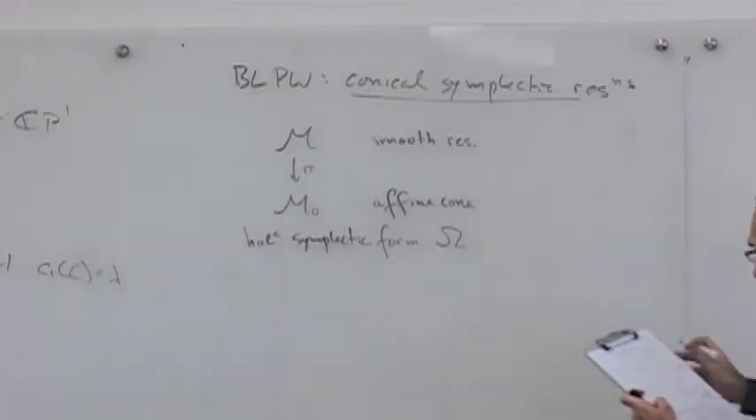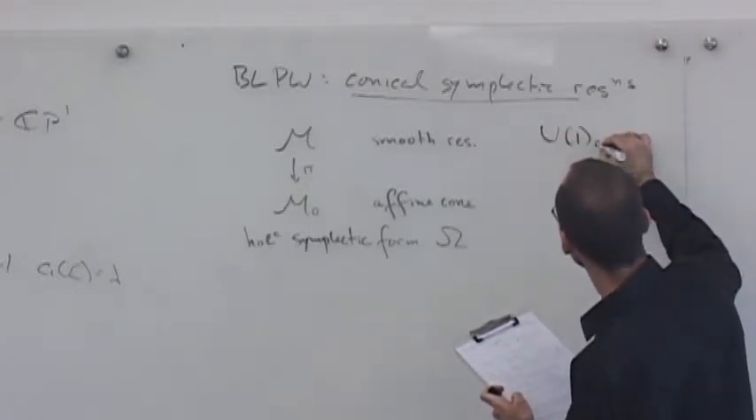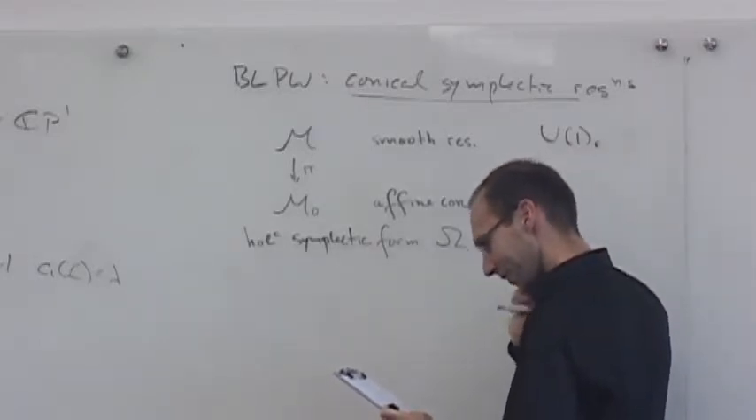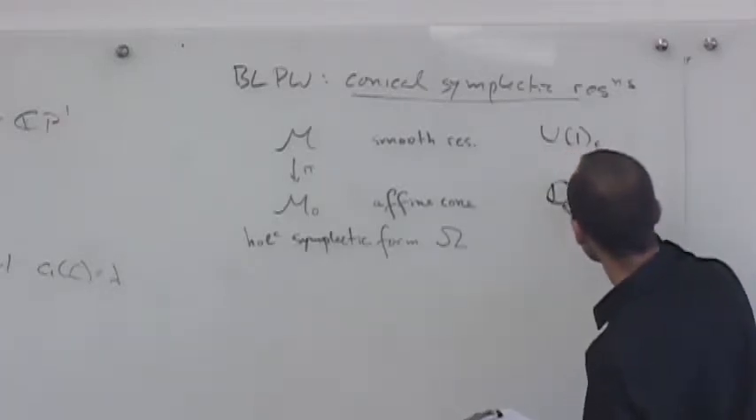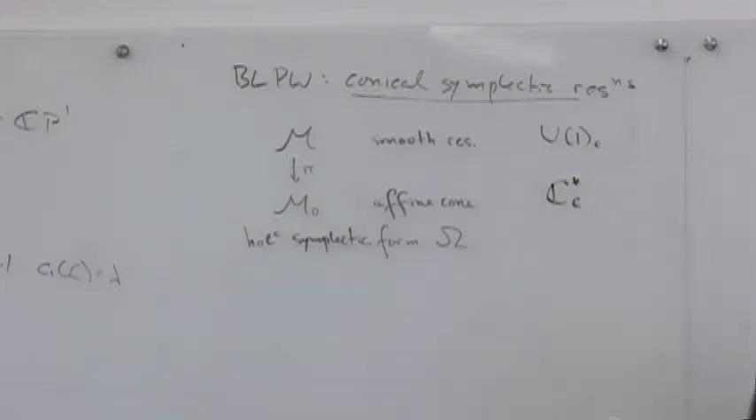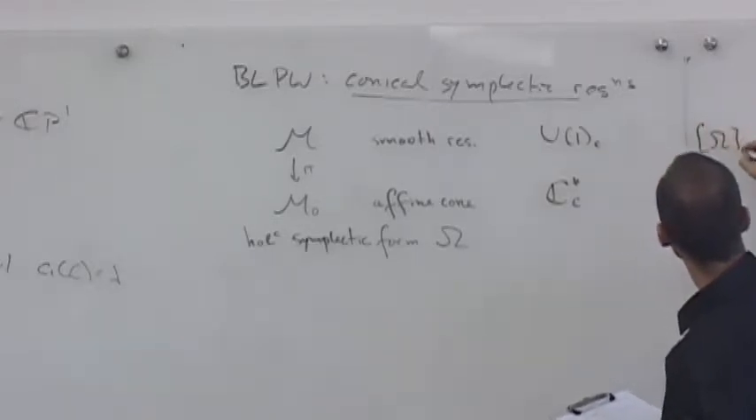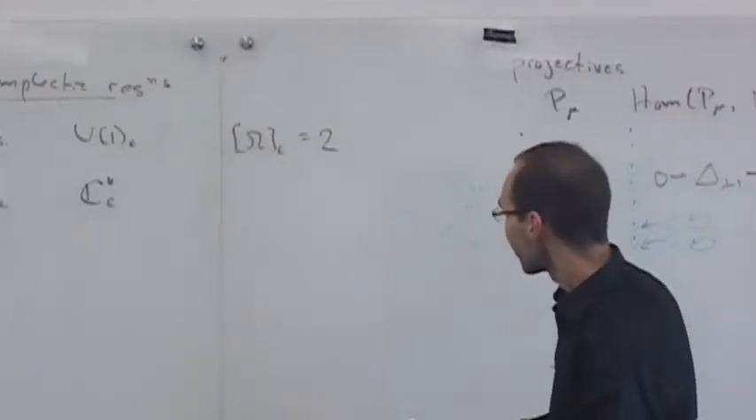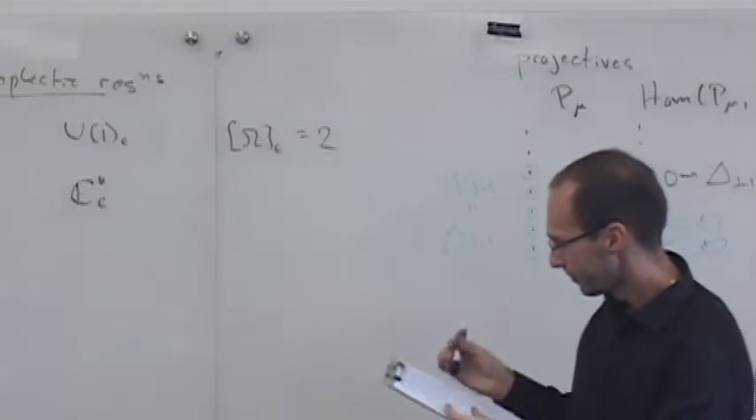They require several other things. In particular, a U1 action on M that preserves, does not preserve, sorry, a U1 action on M, and that can be complexified to a C star action on M naught. I'll denote them as U1 epsilon and C star epsilon, where in both cases, the weight of the holomorphic symplectic form under the epsilon action is 2. And so they do something slightly more general and allow more general weights. But in 3D N equals 4 theory, this is always 2.